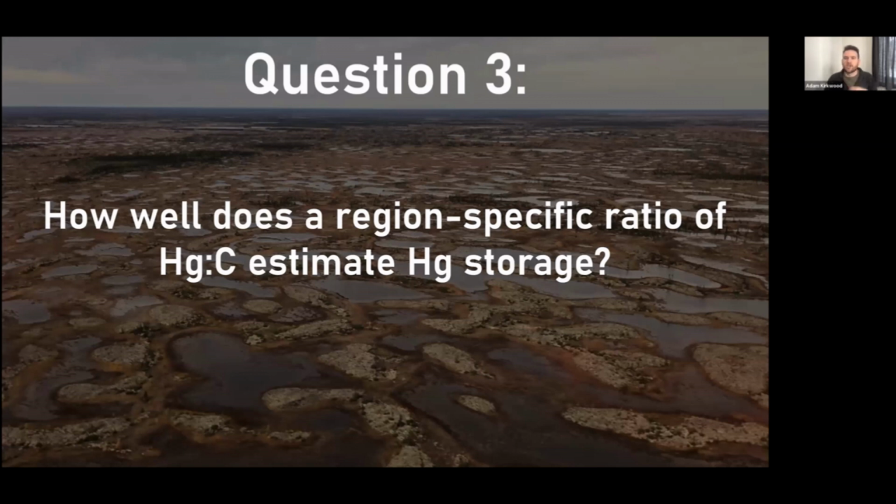So moving on to the next question, and coming back to my introduction, where I was talking about those papers that were modeling mercury storage based on a mercury to carbon ratio. How well does a region-specific ratio of mercury to carbon estimate mercury storage?